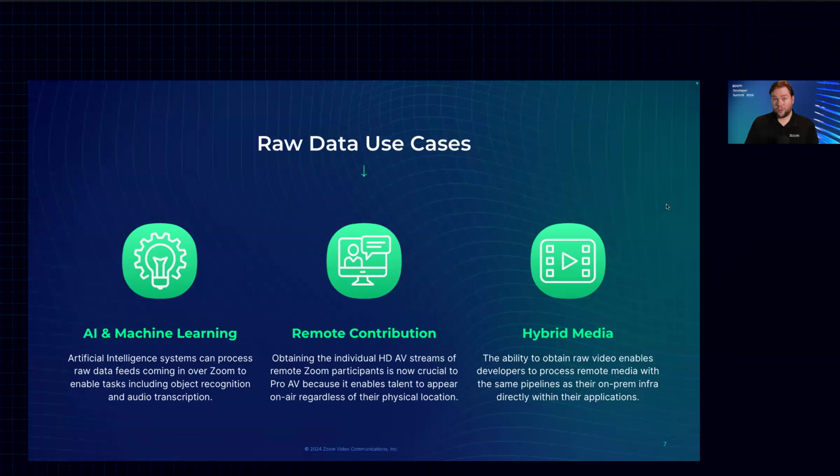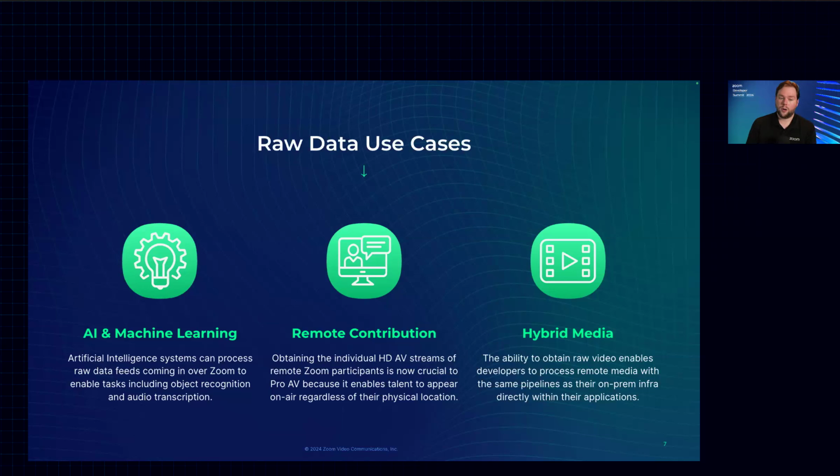Use cases abound for raw data, but these are a couple that came to mind. AI and machine learning. I'm sure you've all been talking quite a bit about this the past couple of years for sure. But artificial intelligence really does benefit from having raw access to the incoming audio and visual streams. This can be used for object recognition. There's a great session later today about image classification. Definitely check that out. It will also be using raw data and audio transcription as well. Another great use of Zoom raw data.